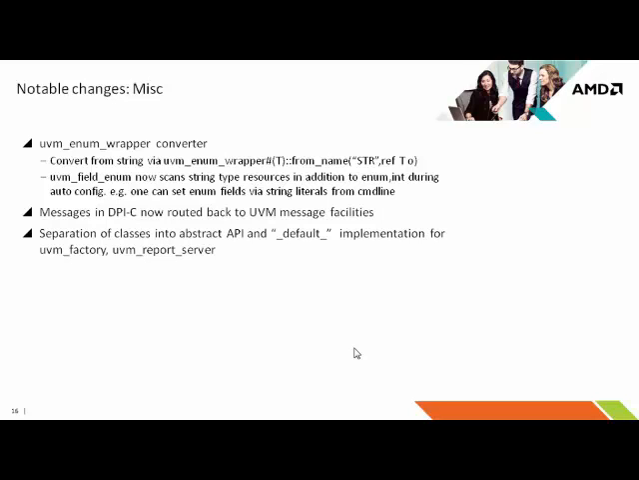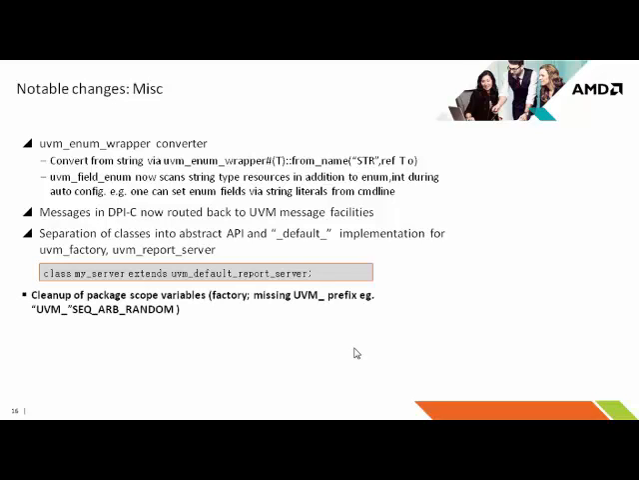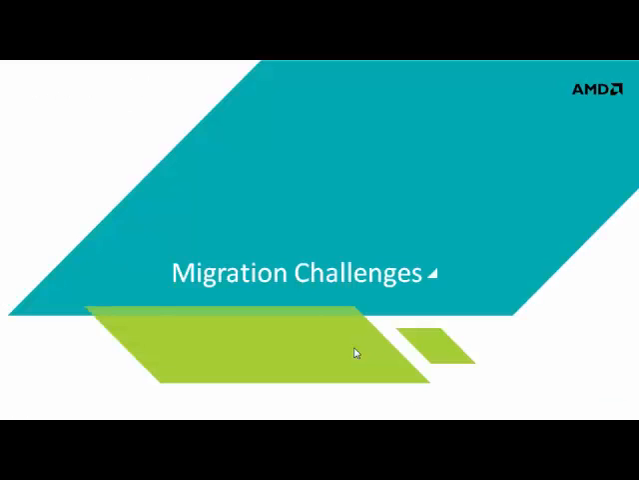The separation of classes into abstract API and default implementations, which I was desperate to get in, the factory and the default server, and some other cleanup. So they're the miscellaneous ones. The paper goes into a lot more detail, but what I want to talk about is the migration challenges which you potentially will face moving from 1.1 to 1.2.